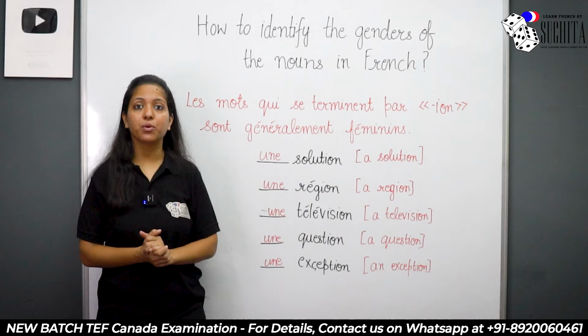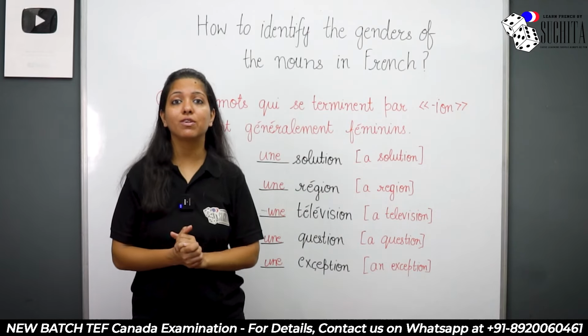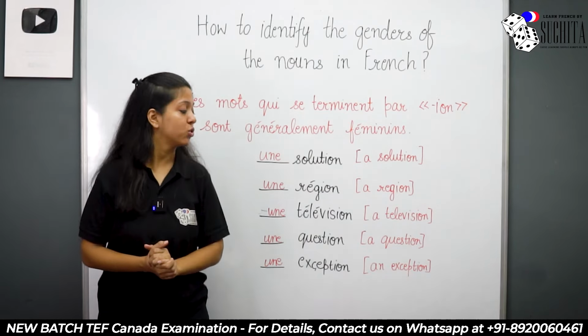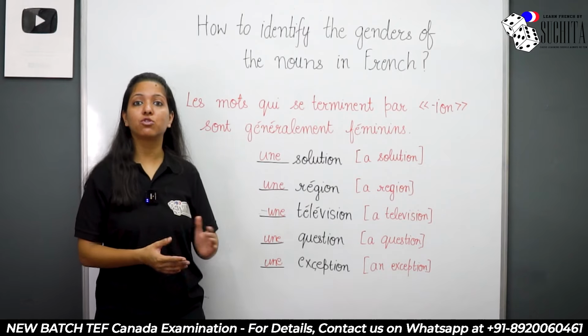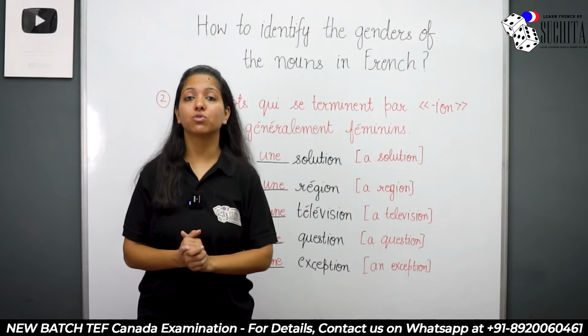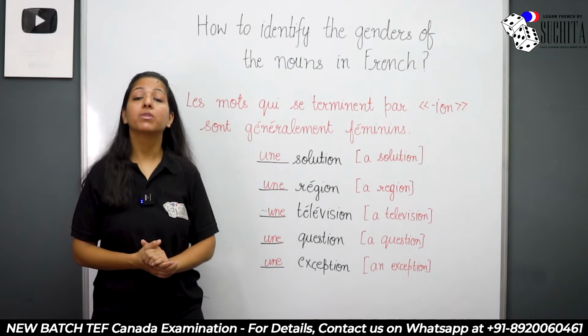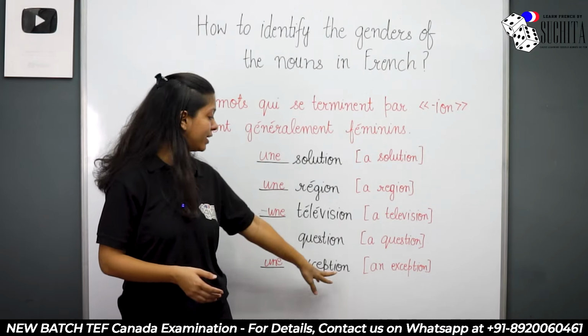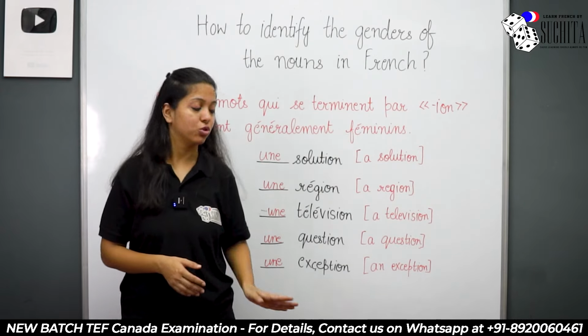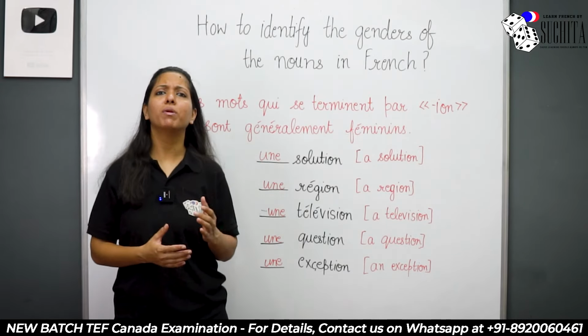Une télévision, a television. The next one is une question, which means a question. The next one, une exception, again that ends with E, so an exception. Une exception.